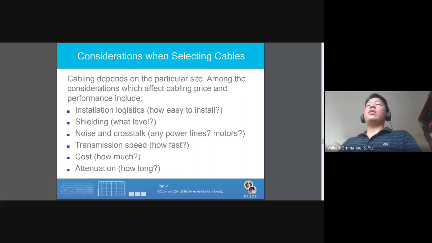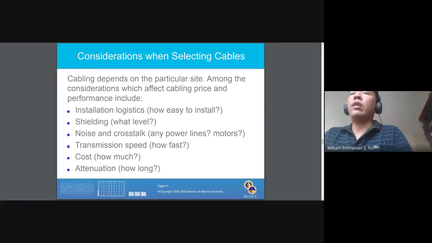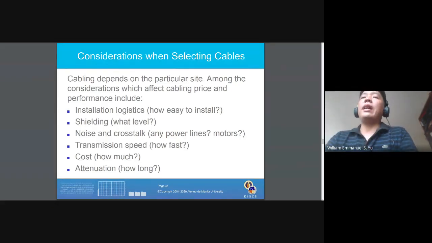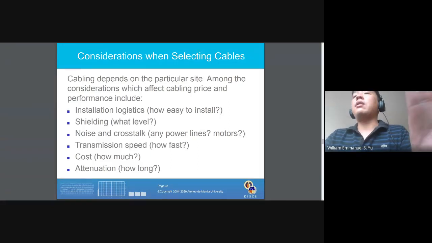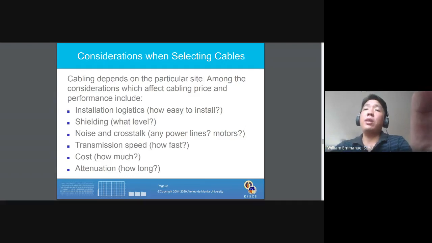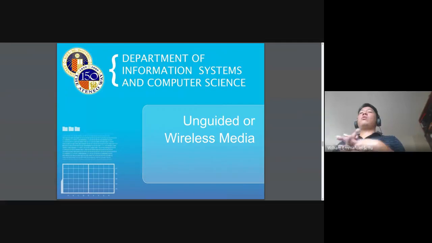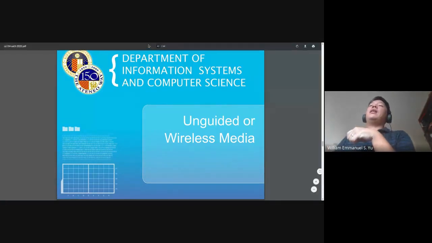In terms of installation and logistics, how is it installed? What shielding level do you use? Is it inside the factory or nasa bahay lang? Is there crosstalk effects like motors and stuff like that, which is also related to shielding? More crosstalk or more impulse noise sources, the more shielding you require. And of course, how much speed you need, the cost, and how long it must be. So these are the major factors for selecting cables. Okay, questions on wired media before we move on to wireless?